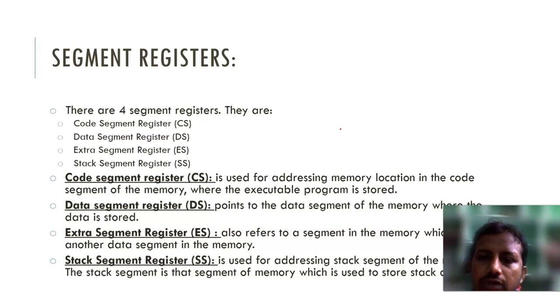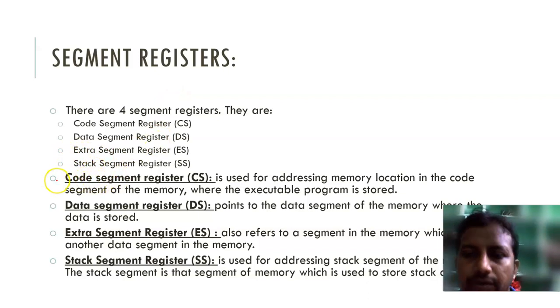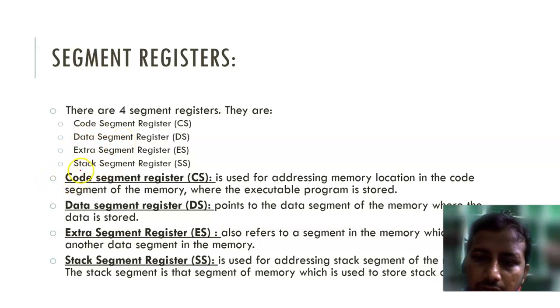At a time we won't use this total 1 MB of memory space. What we'll do is divide this 1 MB into particular segments of 64 KB each. So basically there are 4 memory segments. The first one is the code segment, the second is the data segment, the third is the extra segment, and the fourth is the stack segment. How the memory segmentation is done and how it relates is a different topic. Today I will be concentrating only on the segment registers.